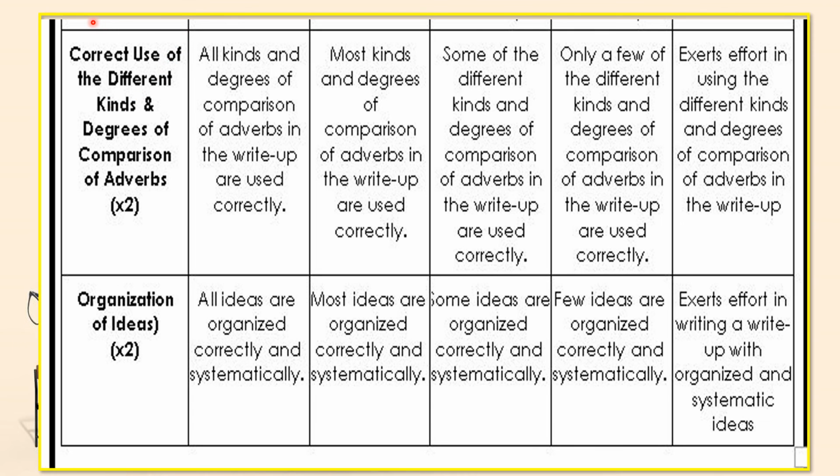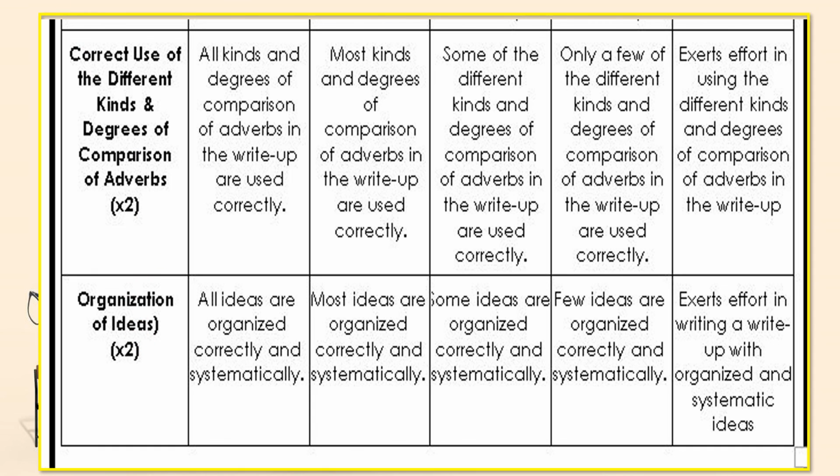Another thing that you have to take note of also in this MCPT, you should be able to use now the different kinds of adverbs. We have actually discussed 7. If you have given 5, then that will be all right for you to get 10. And then the 3 degrees of comparison of adverbs. Next, you have here organization of ideas. So all the ideas in your sentences are organized in systematic, then we will also be giving you 10 under this part.